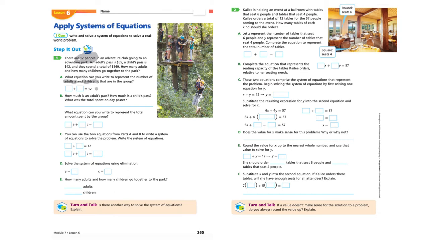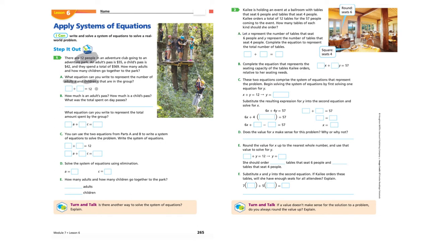Now let's look at number 2. Kaylee is holding an event at a ballroom with tables that seat 6 people and tables that seat 4 people. Kaylee orders a total of 12 tables for the 57 people coming to the event. How many tables of each kind should she order? So you know she orders 12 altogether, but they want to know how many that seat 6 and how many that seat 4. So then you just want to go through step by step.